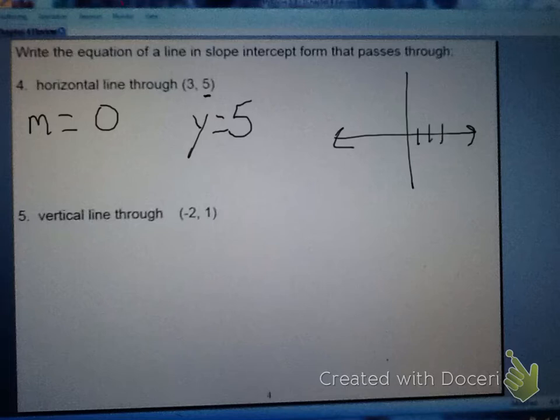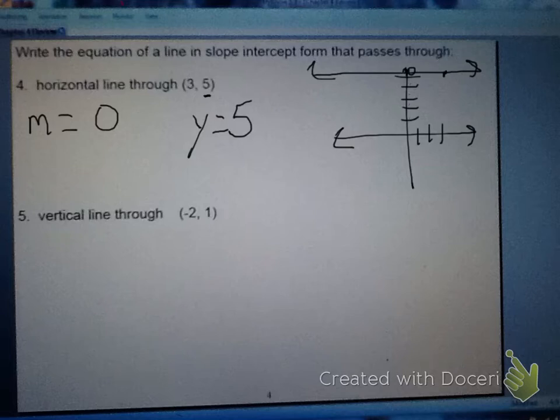1, 2, 3, 4, 5. Plot the point, and you know that a horizontal is a horizontal, it goes across. So the equation is y equals 5. I'm a little off, but you get the hang of it.